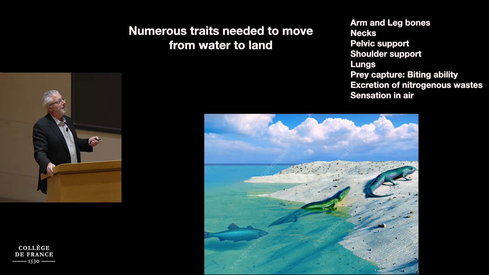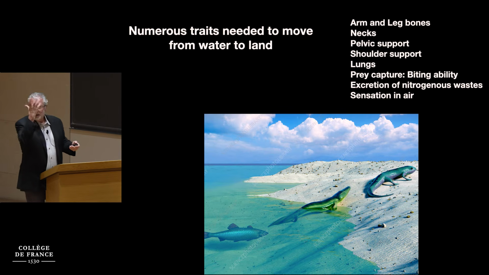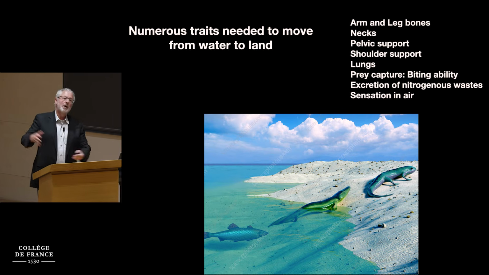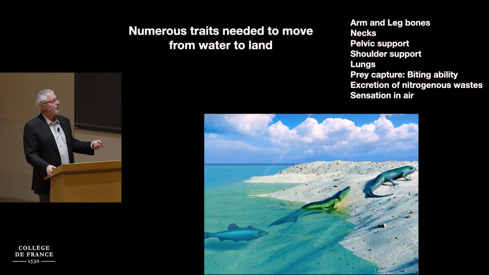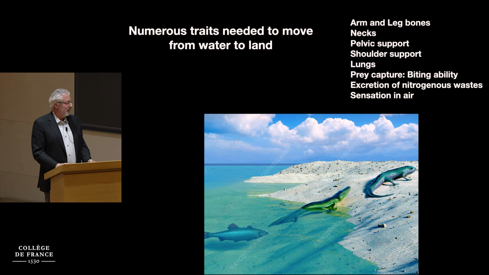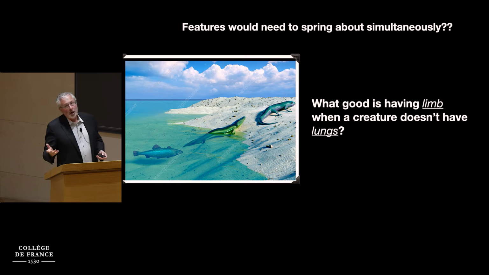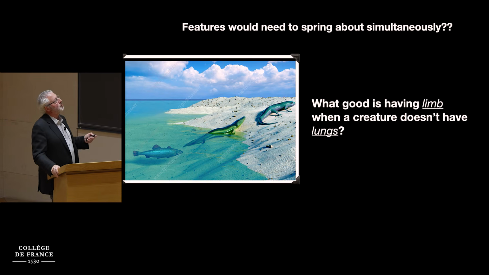They need to have the ability to bite, to capture prey, excretion of nitrogenous wastes, sensation in air. I mean, it's a long list of stuff that need to change to go from fish to land-living animals. And indeed, if you just look at a simplistic version of this, it looks downright impossible. And the argument sometimes you hear is features would need to spring about simultaneously for this thing to happen.